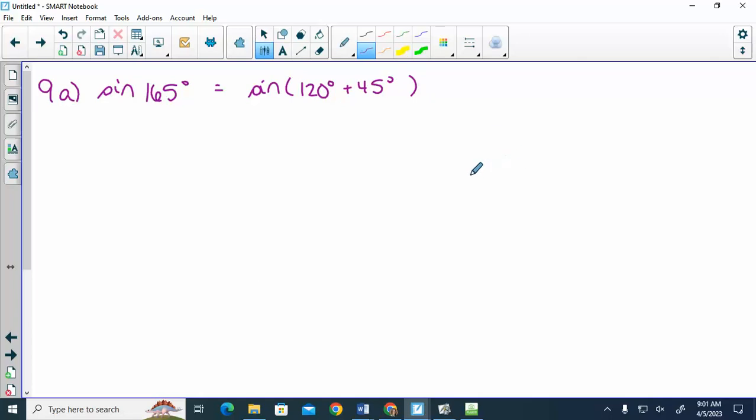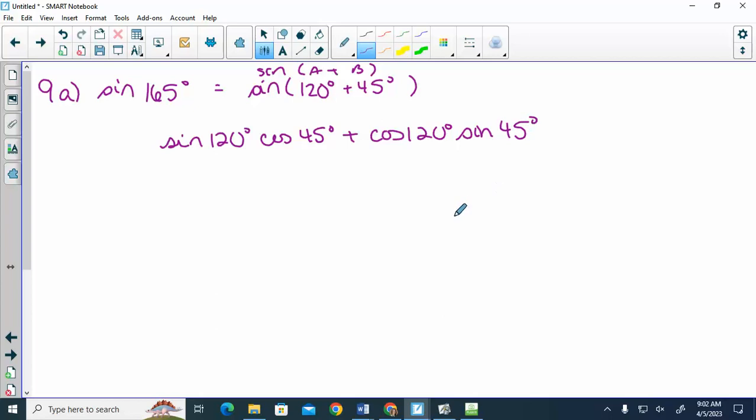And that's not the only combination. I did 135 plus 30, and that also works. You could subtract angles, so lots of different options for how to get here. So what you're looking at, this is sine of A plus B. So go to your formula, sum and difference formula, sine of A plus B. So that's sine of the first, cosine of the second, plus cosine of the first, sine of the second. Does everybody see that?